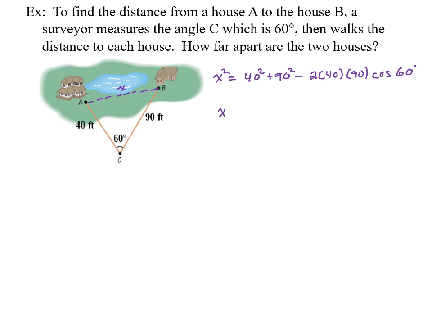So x squared should be 6,100. And then I would just take the square root of the 6,100. This is where the calculator would really come into play because you get a long decimal number here. And so your distance x would be rounded to the nearest whole number, about 78 feet. So those two houses are about 78 feet apart. And that's by using the law of cosines.